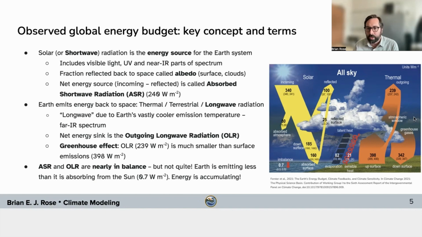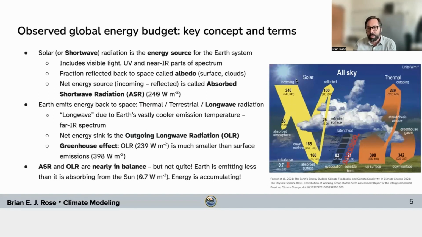Now, on the other side of the budget, we see what we could think of as the sink of energy, how energy leaves the Earth system and goes back out to space. And so there's a number of different terms that basically mean the same thing: thermal radiation, or terrestrial radiation, or long wave radiation. Long wave reflects the fact that the wavelengths of the radiation are much, much longer than in this yellow part of this schematic. And that's really to do with the much cooler emission temperature of the Earth relative to the sun.